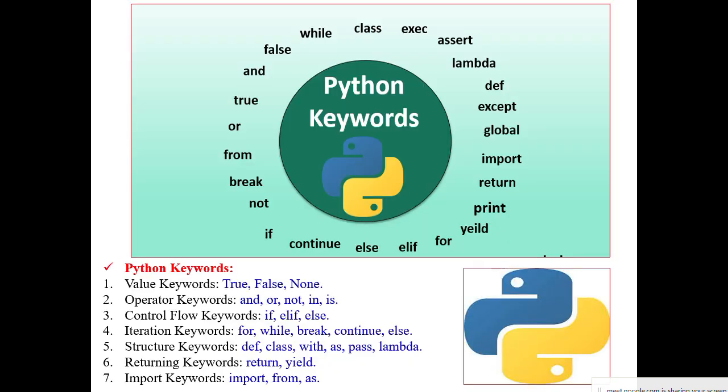So these are the Python keywords. Value keywords like True, False, None. Each first letter must be capital. Operator keywords: and, or, not, in, is. Control flow keywords: if, elif, else. Iteration keywords: for, while, break, continue, else. Structure keywords: def, class, with, as, pass, lambda. Returning keywords: return, yield. Import keywords: import, from, as.